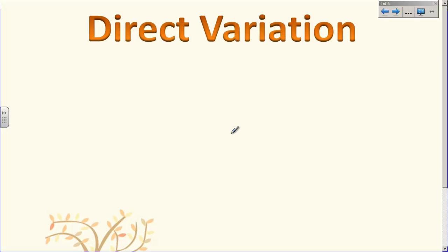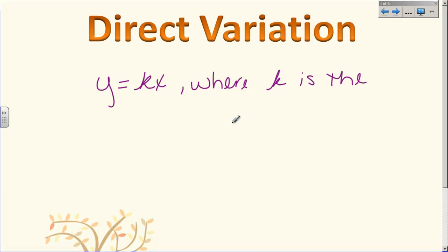Let's talk about direct variation. What is direct variation? Well, a direct variation problem looks like this. They are always written in the form y equals kx. And I know you have seen this before. It was an 8th grade concept. And in 8th grade, this k was called the constant of proportionality. In Algebra 1, k is called the constant of variation.